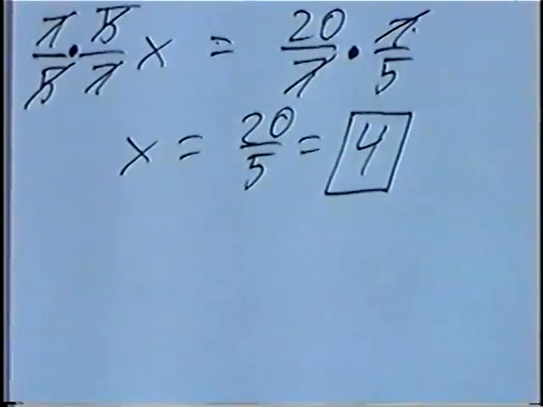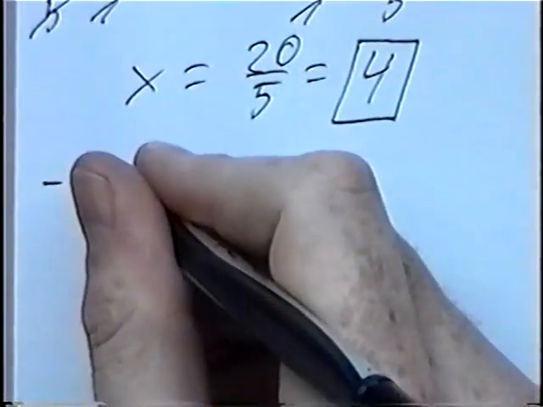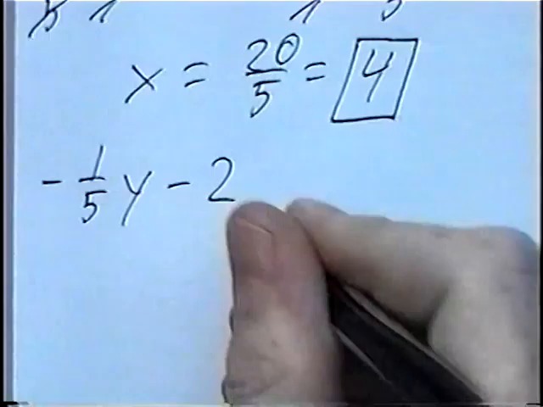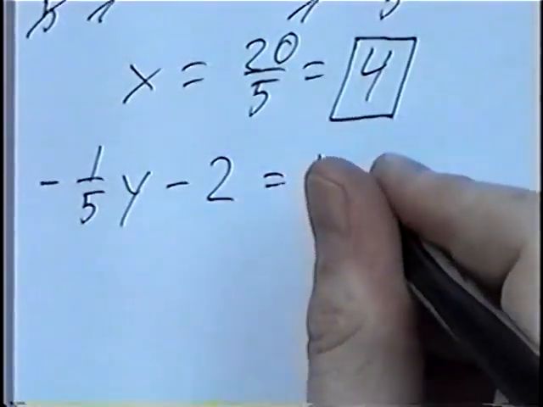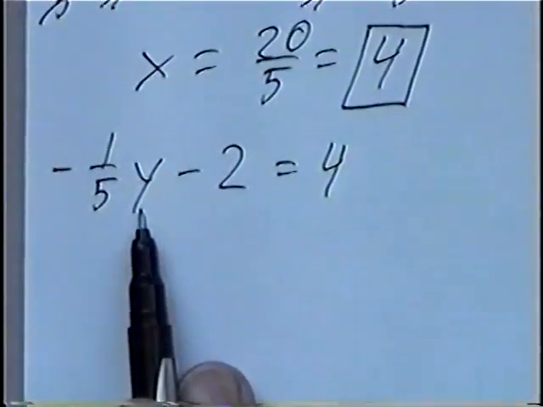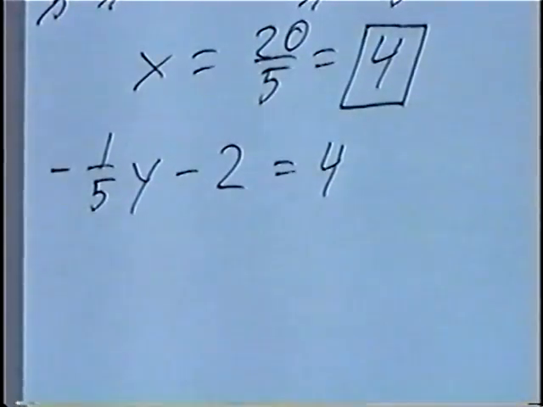Second question, and last question for the section. Negative 1 over 5 y minus 2 equals 4. Again, we'll solve for y, so we'll move all the numbers to the other side, so we'll have y equals something for our final answer.